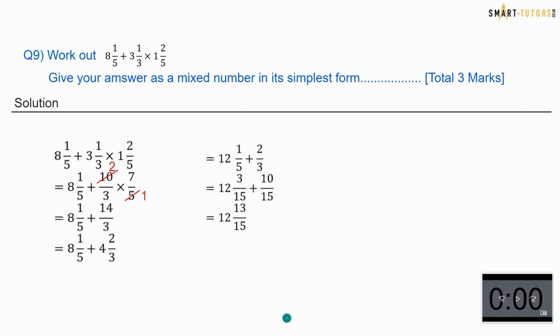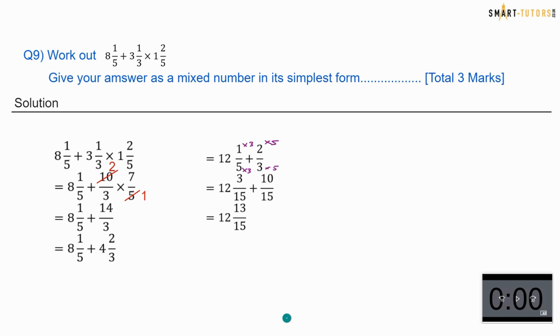Then 8 plus 4 added together, the whole number is 12, and 1/5 plus 2/3. Then 5 and 3, you can change both to the same denominator 15, so times by 3, and the top number also times by 3, and this one times by 5 to get 15, and you times the top by 5, so you get 3 and 10 added together, 13 over 15. So that is the answer for question number 9.